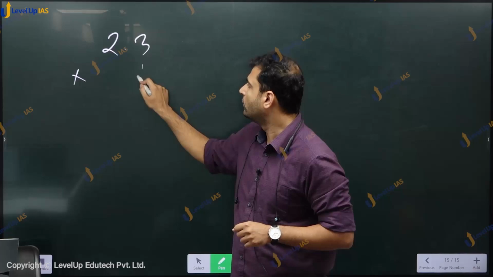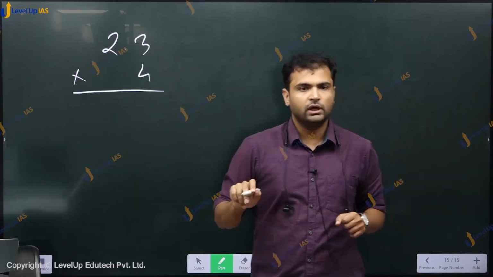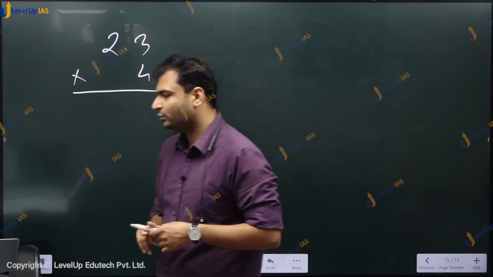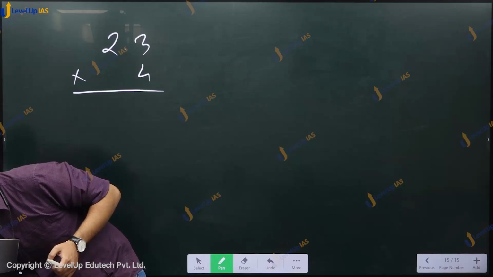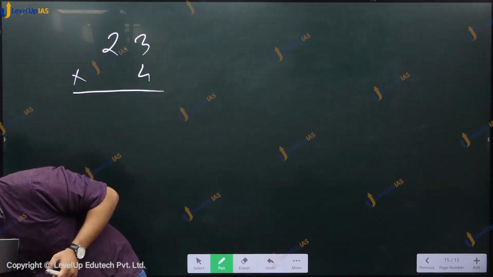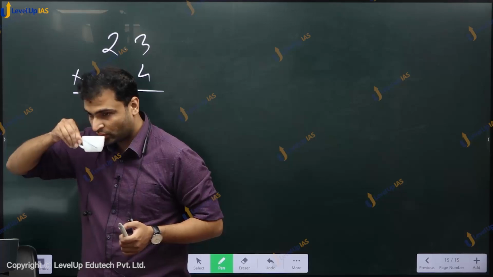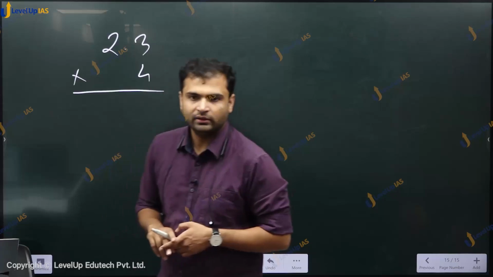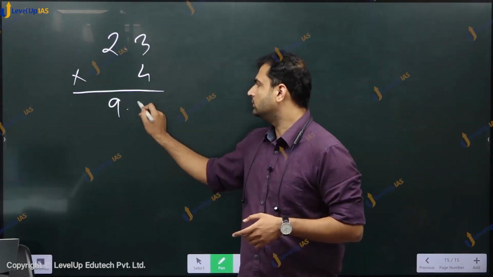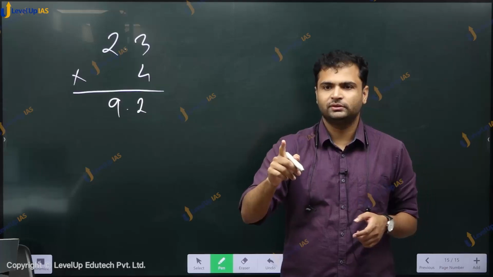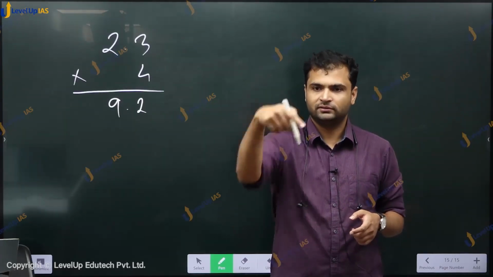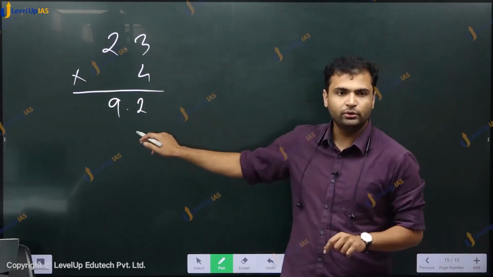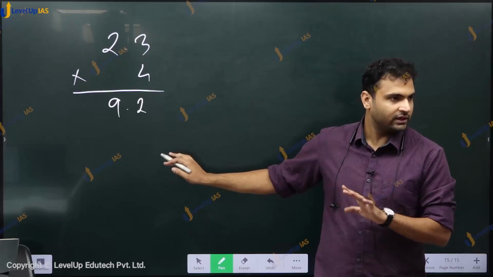2.3 into 4, क्या होगा? हाँ, आंसर बता दो पहले. 23 का टेबल तो याद ही होगा तुम्हें. हाँ, गुड. 23 का 22 का टेबल याद है? 9.2. ठीक है. सब लोग फॉलो कर रहे हो ना?